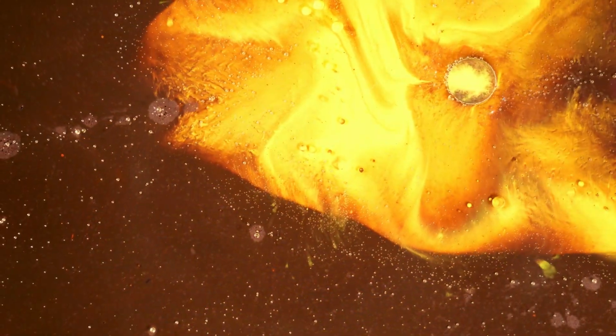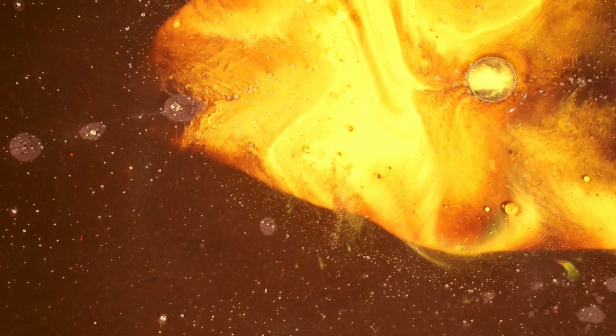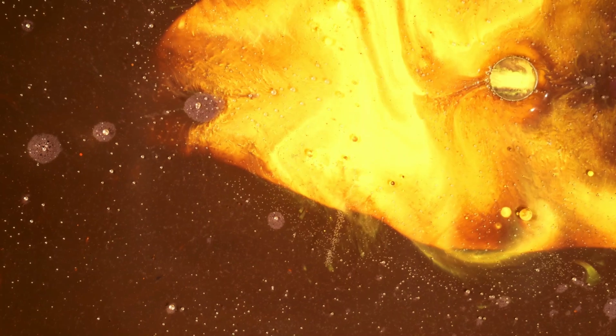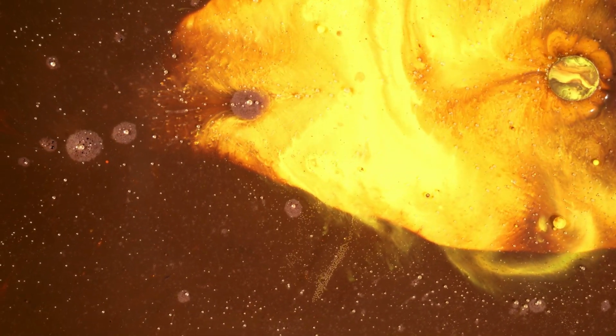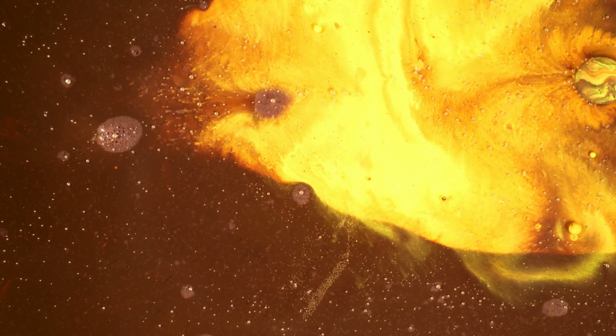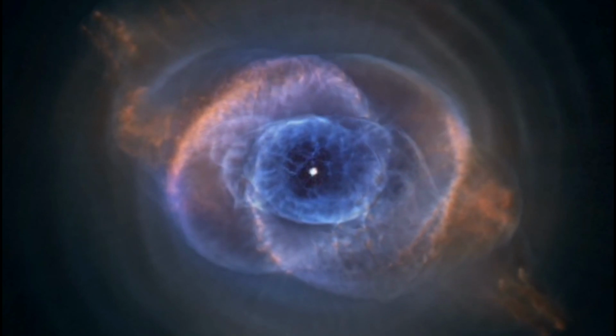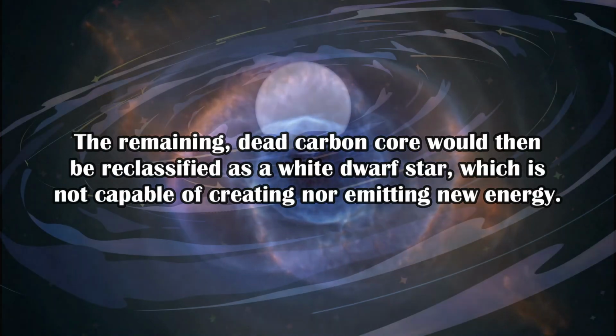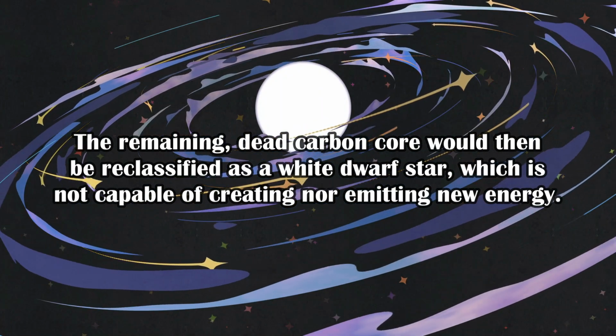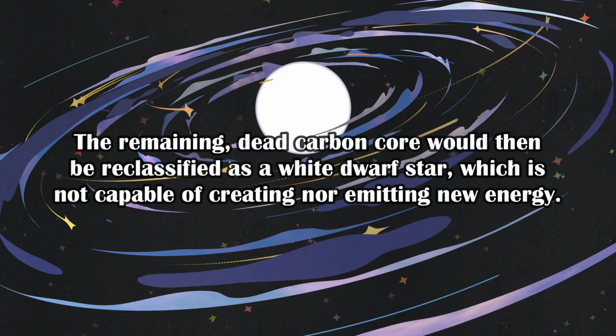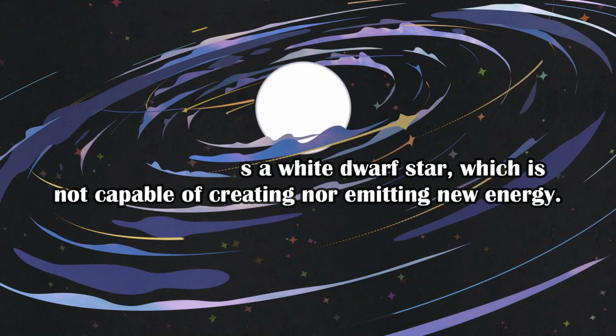When the core of our now red giant star fuses to carbon, and fuel within the Sun runs out, our star will undergo intense solar activity and generate extreme solar winds that will eventually expel the Sun's outer layers and form a planetary nebula. The remaining dead carbon core would then be reclassified as a white dwarf star, which is not capable of creating nor emitting new energy.